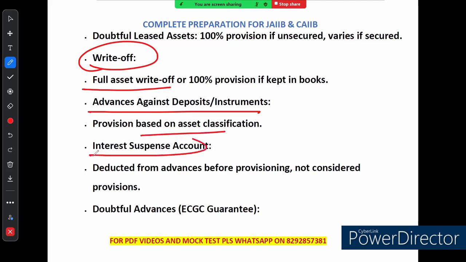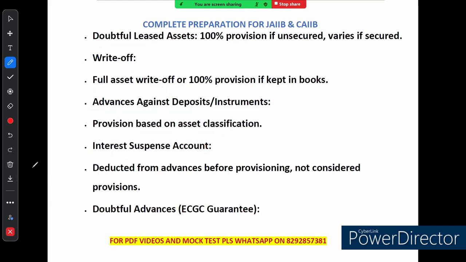Lastly, we have the interest suspense account. This account is used to track interest that is not received. Before banks calculate how much they need to set aside for bad loans, they deduct this interest from the loan balance. But remember, it is not counted as a provision. In short, these rules help banks stay cautious with their money and protect themselves from loss.